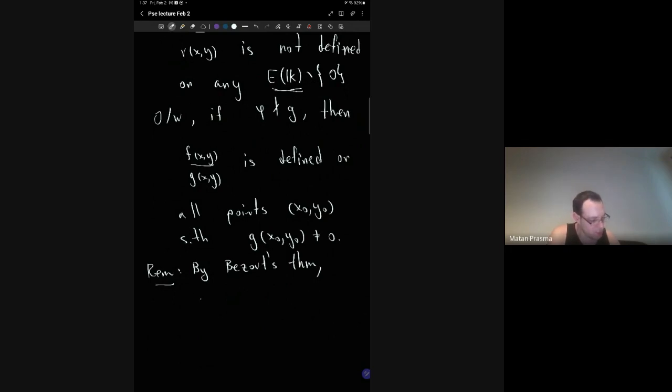The intersection of E with the curve of g is at most the degree of phi, the defining polynomial of E, times the degree of g. Okay, but we don't rely on it. It's quite involved to prove it, but we don't need it. But it's nice to know that we have some kind of bound on how many bad points this rational function can have.